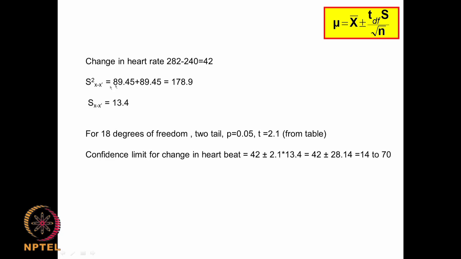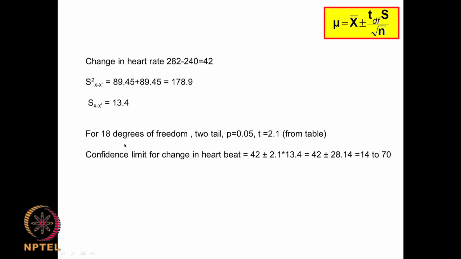Okay. Now we have 89.45 for one set, 89.45 for the second set. So total will be 178.9. So I take a square root here, it becomes 13.4. That is the standard, this whole portion. Now t, I use 18 degrees of freedom.